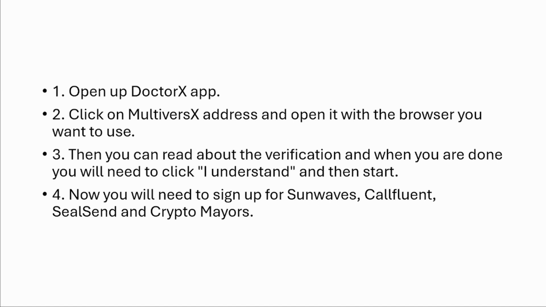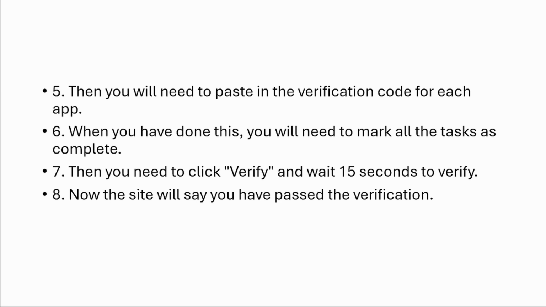Step 3, then you can read about the verification progress, and when you're done, you'll need to click I understand and then start. Step 4, now you need to sign up for Sunwaves, Callfluent, SealSend and Crypto Mayors. Step 5, then you'll need to paste in the verification code you'll get for each one of the apps and paste it onto the verification progress. When you have done this, you'll need to mark all the tasks as complete.